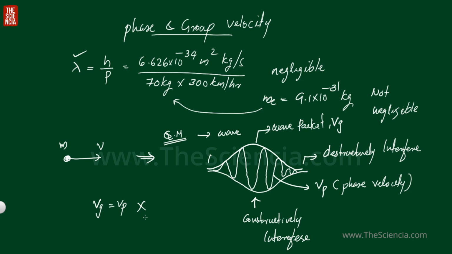I show you one video. There you can see a group of fishes moving with a certain velocity, but inside that group, each of the fish is moving with a different velocity. The velocity of an individual fish is the phase velocity, and the velocity of the entire group is the group velocity. So generally Vp is not equal to Vg.